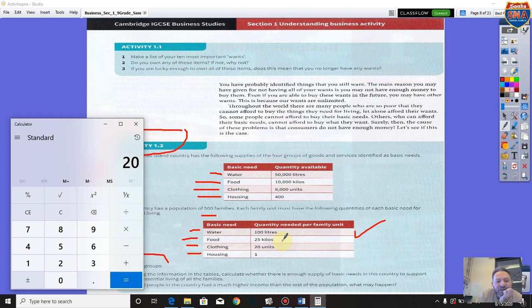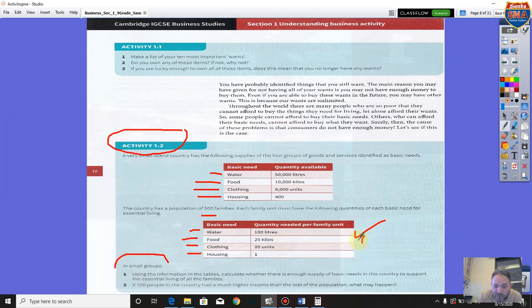So we need 5 more kilos for each family. So this is not enough. Let's go to the clothing.